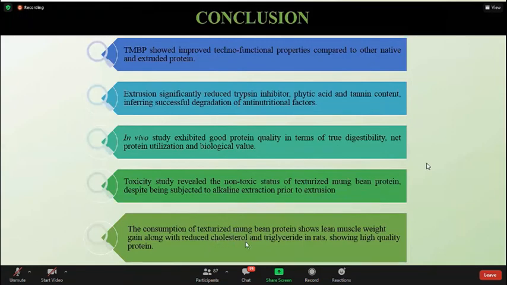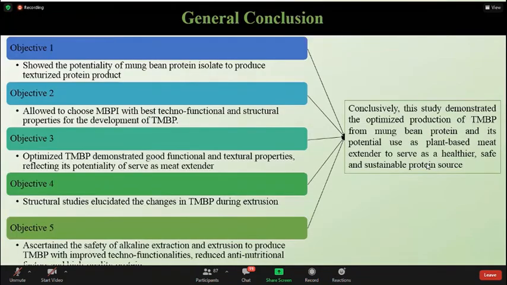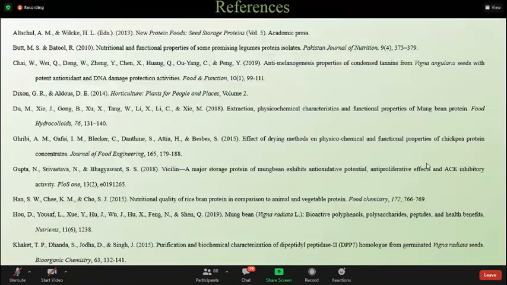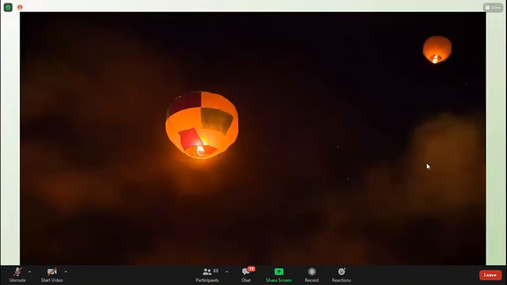So, as a general conclusion, mung-bean protein has a lot of potential as a new source of protein to be consumed in our daily life, I think.